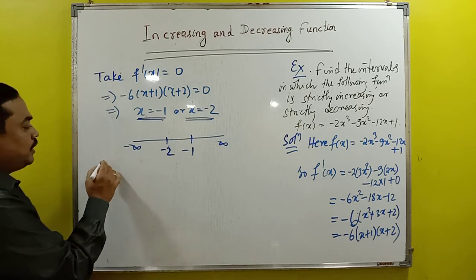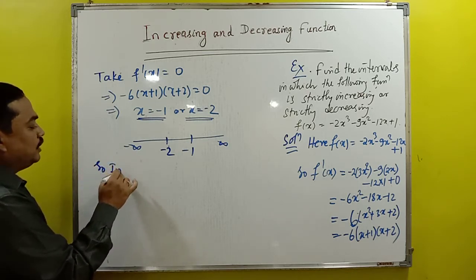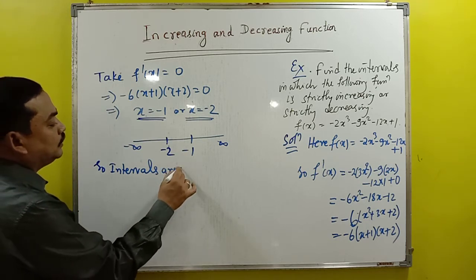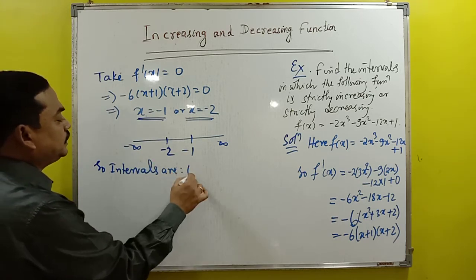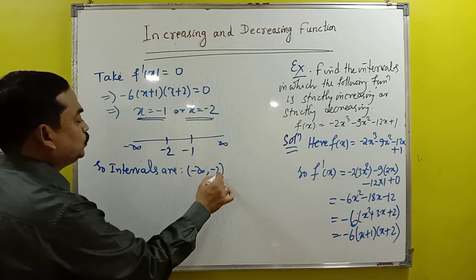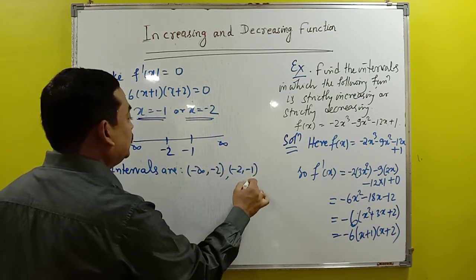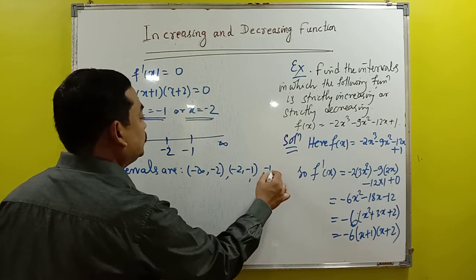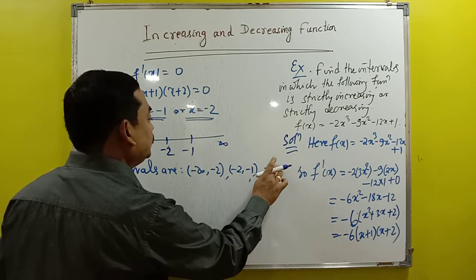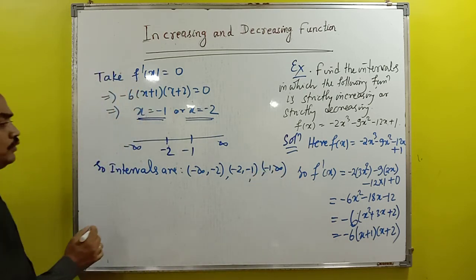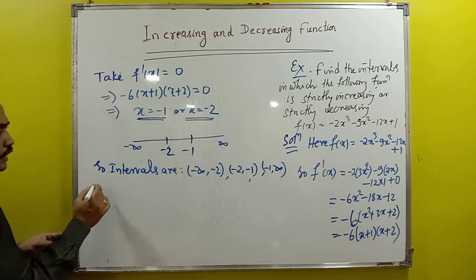Now what will be the intervals? This is minus infinity to minus 2, this is minus 2 to minus 1, and this is minus 1 to infinity. Now you have got 3 intervals. Now you have to check the sign. How to check the sign?